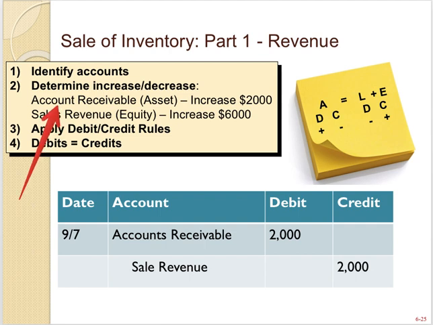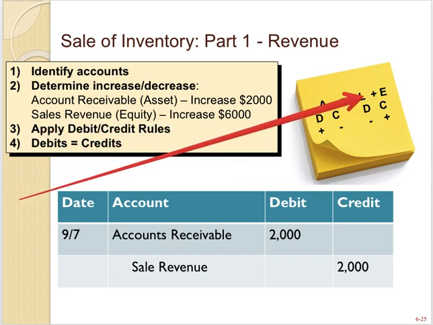And we know, again, our accounts receivable are going up because we're getting a promise that they're going to pay us in the future. And then sales revenue causes equity to go up because we're starting the process of making money. So they're both increasing. Then we need to apply the debit credit rules. So we have an asset increasing. If an asset's increasing, that's a debit. And then sales revenue equity, if our equity is increasing, increases in equity are a credit.